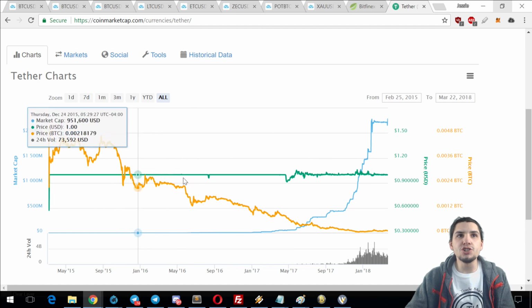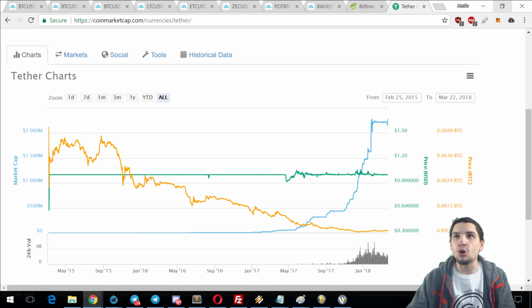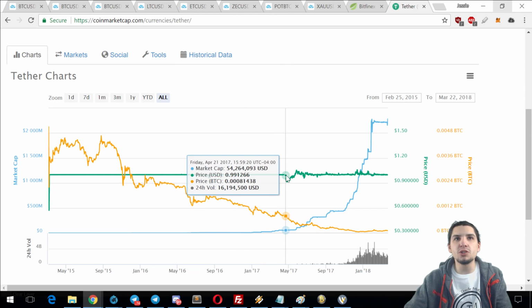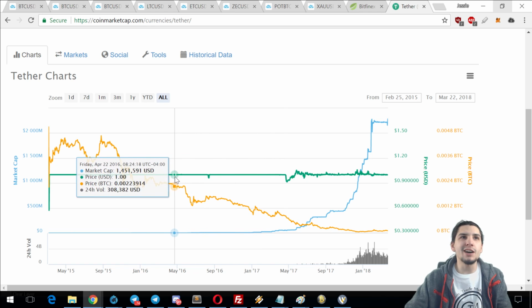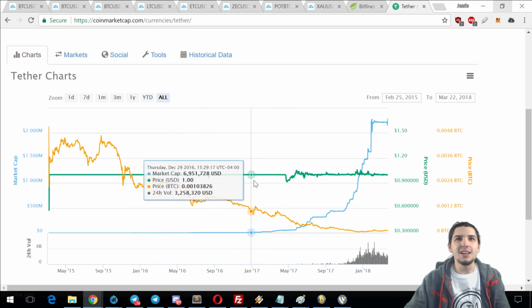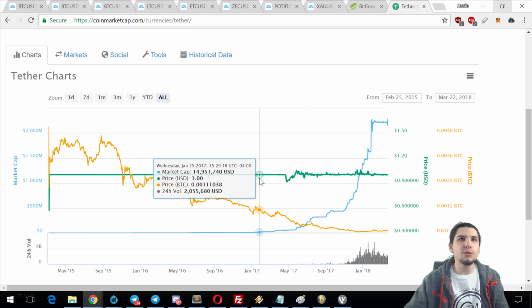The orange line is the price of a Tether in Bitcoin. So how much Bitcoin will one Tether buy you? But the line that we're most concerned with here, in order to understand the value of a Tether, is this green line, because in green written here we have price USD, and that's what the green line represents.